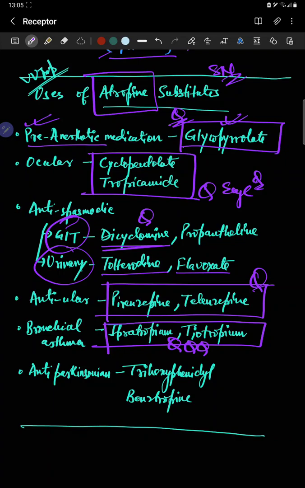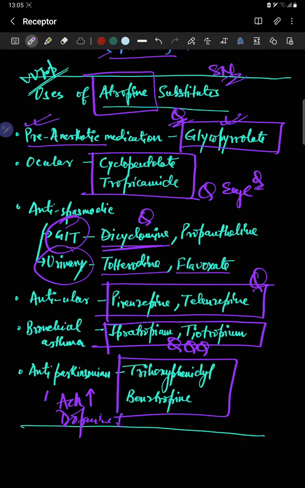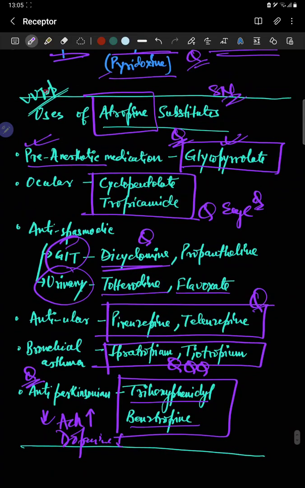These are atropine substitutes. Now for anti-Parkinson drugs, what happens in Parkinson's? Acetylcholine is increased, and dopamine is decreased. So to counter the effect of increased acetylcholine, trihexyphenidyl and benztropine are used as anti-Parkinson atropine substitutes. So these are very, very important viva questions. This is a VVIP topic, we call it a VIP topic. This is a must-know before going to the exam.